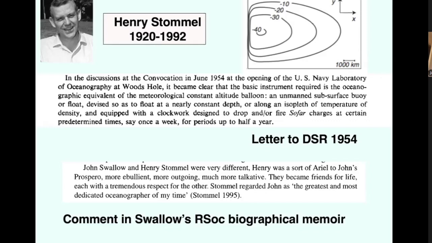It's interesting that after John Swallow had died, he was then a fellow of the Royal Society, in the biographical memoir written by Henry Charnock, had this little anecdote. John Swallow and Henry Stommel were very different. Henry was a sort of Ariel to John's Prospero, more ebullient, more outgoing, and more talkative. They became friends and had a tremendous respect for each other. Stommel regarded John as the greatest and most dedicated oceanographer of my time. So Stommel was the ideas man, and John Swallow was the doer and the fixer and the man who made things happen.